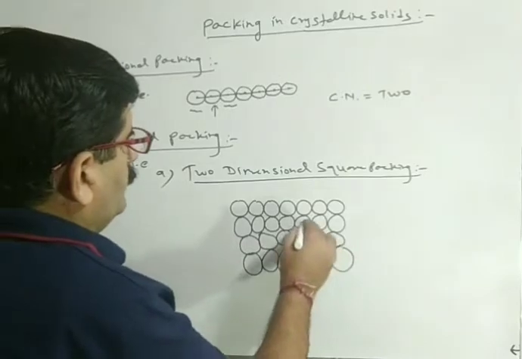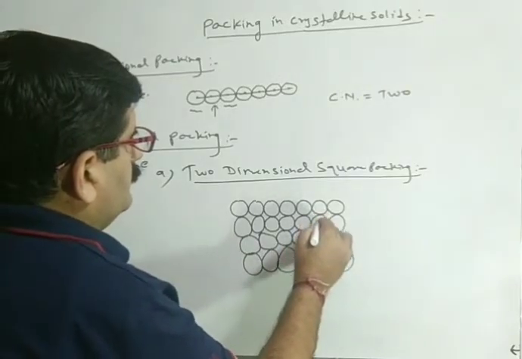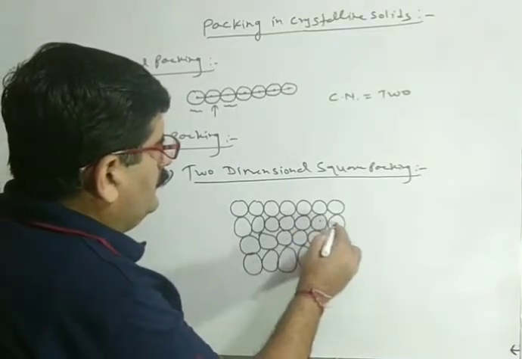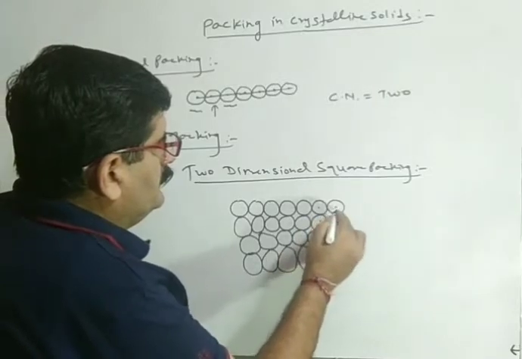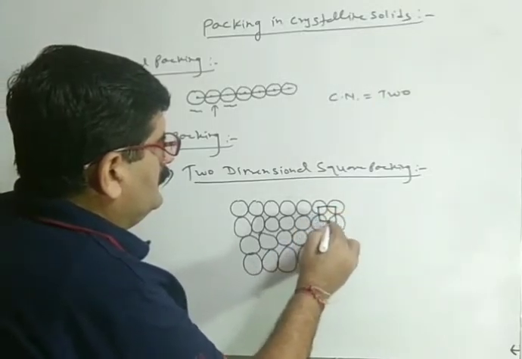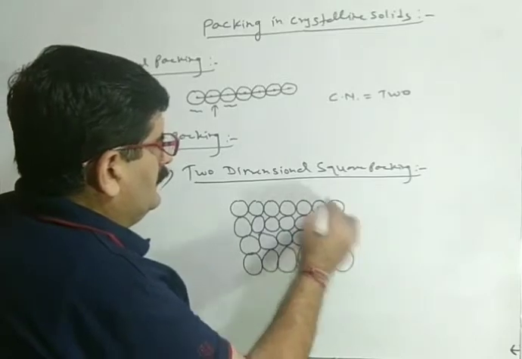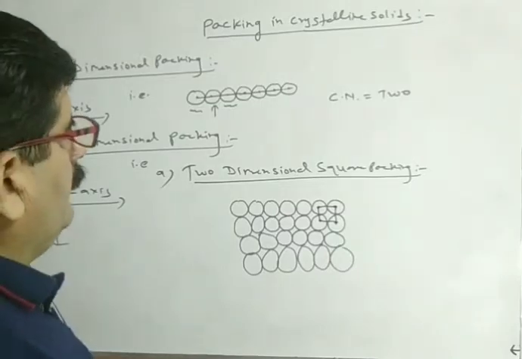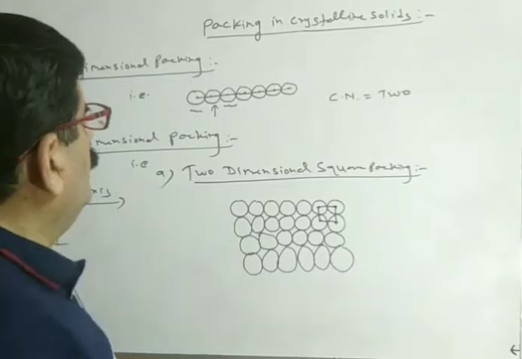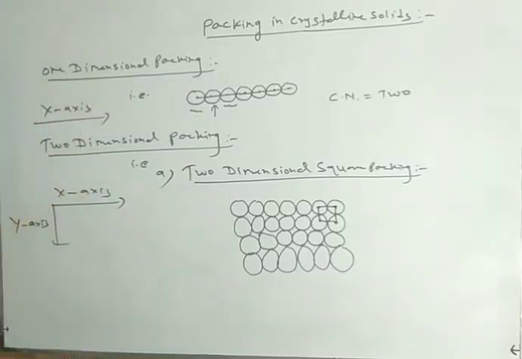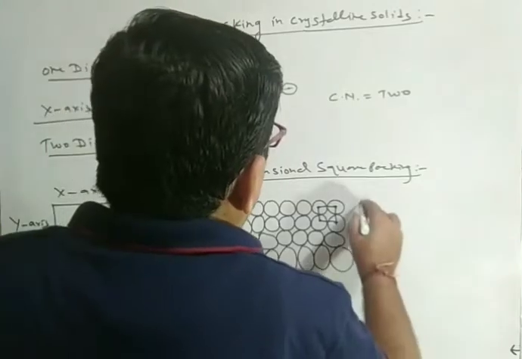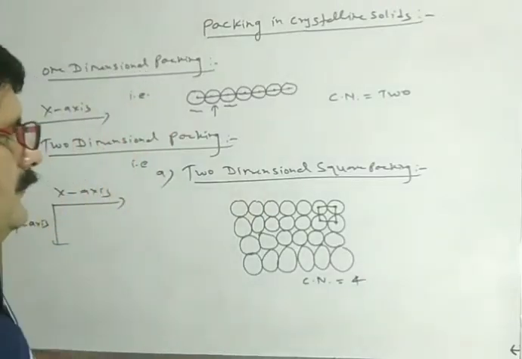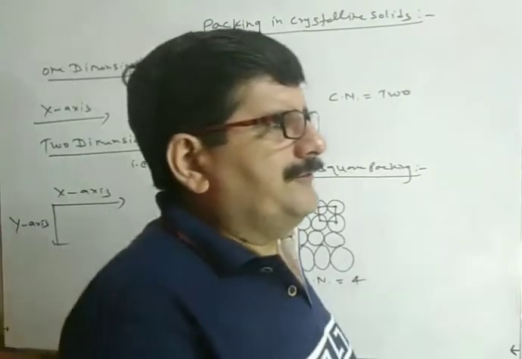suppose if we consider this circle, then it touches how many circles? 1, 2, 3, 4. The square becomes formed. That's why this type of packing is known as what? Two-dimensional square packing. In two-dimensional square packing, the coordination number is equal to 4. We can also find out packing fraction.